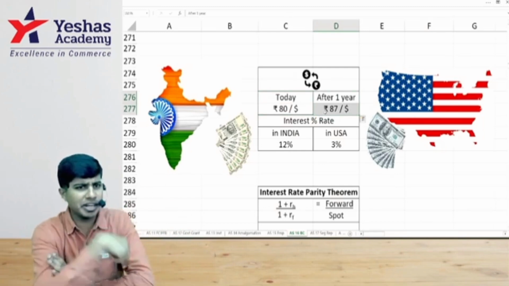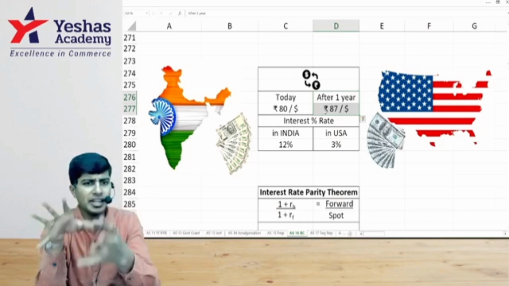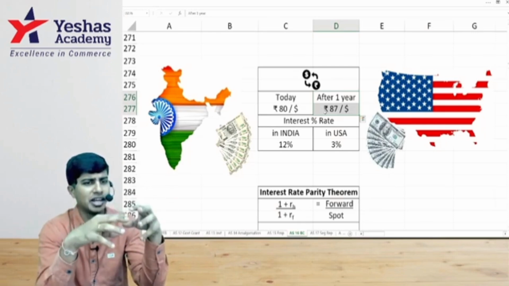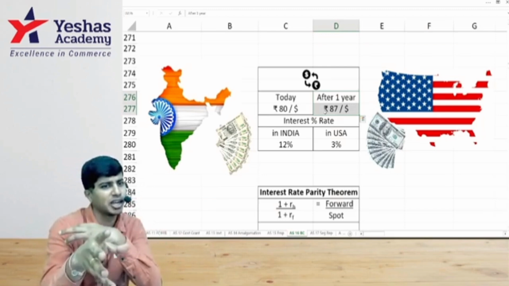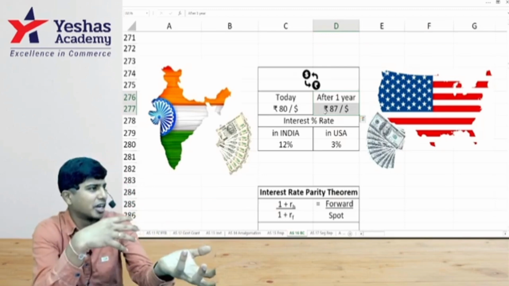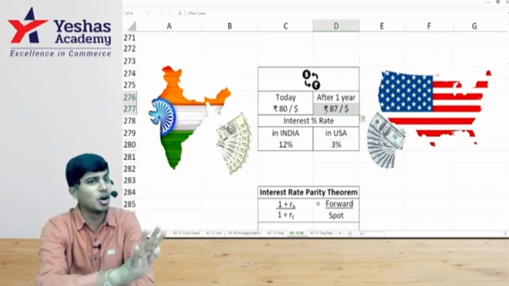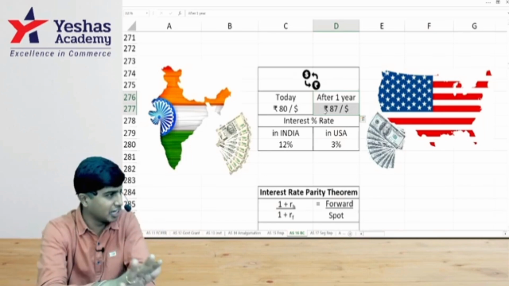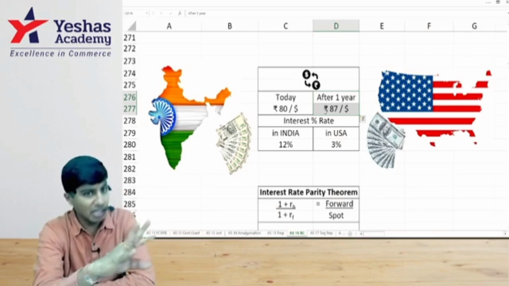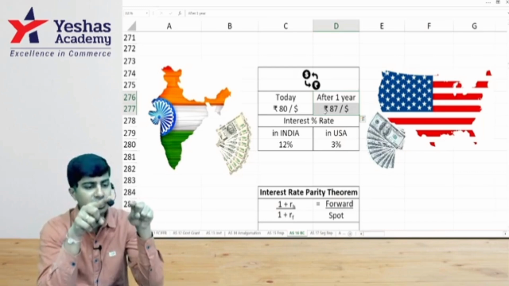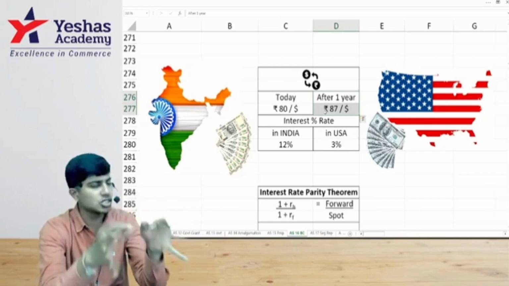Market mein rates are fluctuating. Keeping political friendships, attacks on somebody, whether someone is a friend of Narendra Modi uncle or not, did they hug or did they only shake hands, keeping all of these geopolitical scenarios and political relationships aside, how the foreign exchange differences happen between two countries is called IRPT.